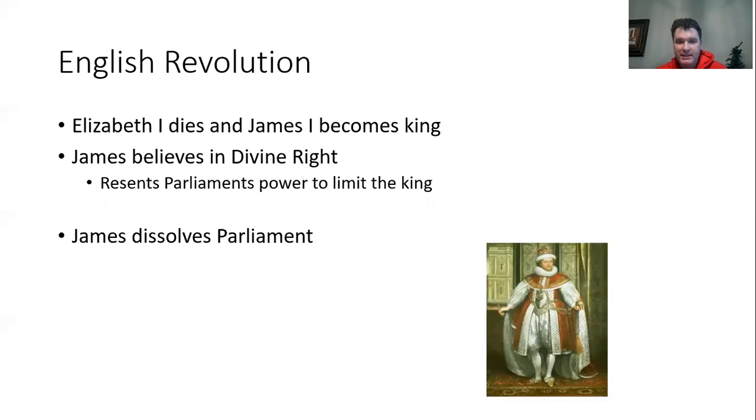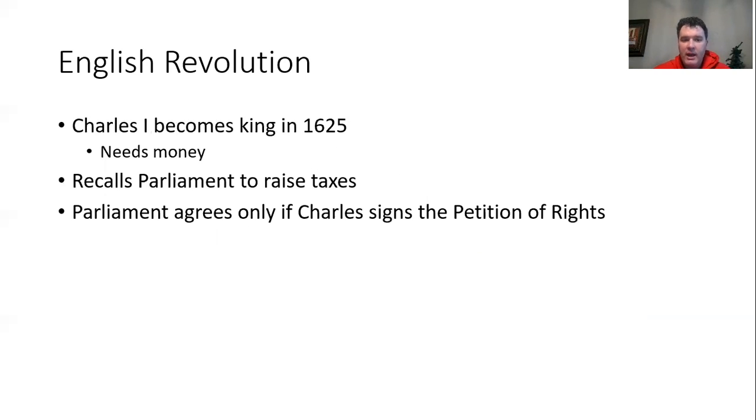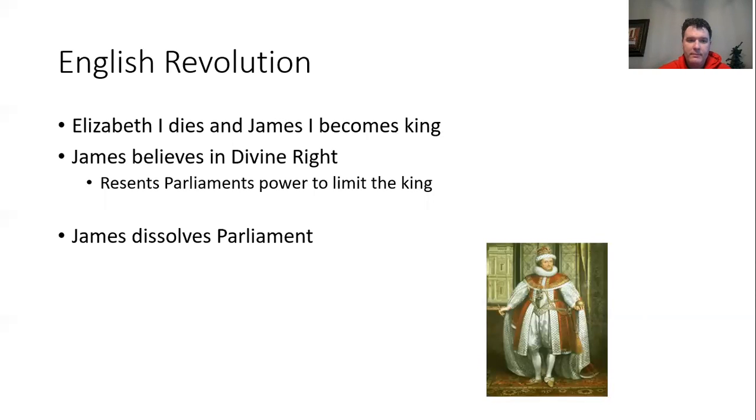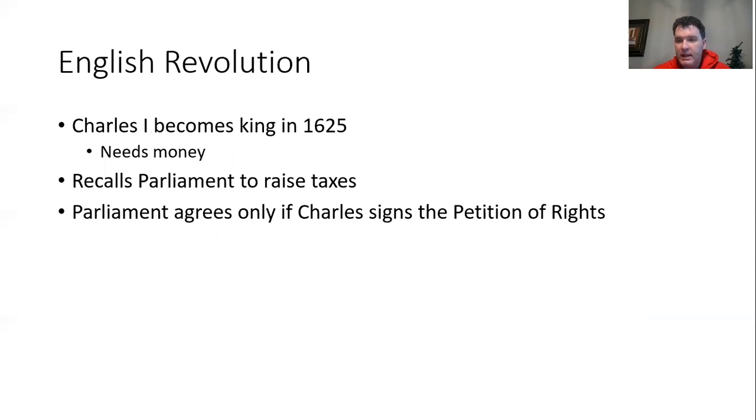Well, eventually Elizabeth is going to die, and her cousin James I is going to take over. And James I is a Stuart. It doesn't really matter. We have the Tudor, and then the Stuart. I think the Stuart family takes over. And James is a big believer in this idea of divine right, that the kings are selected by God, and their power should be unchecked. And so one of the first things James does is he dissolves Parliament. And Parliament just doesn't exist during the rest of his reign.